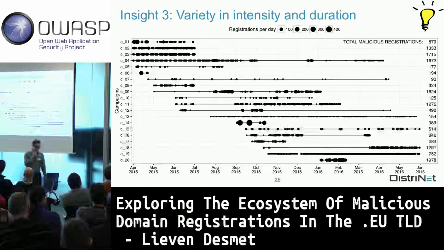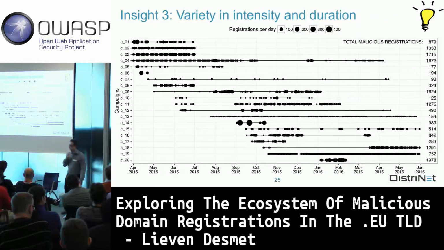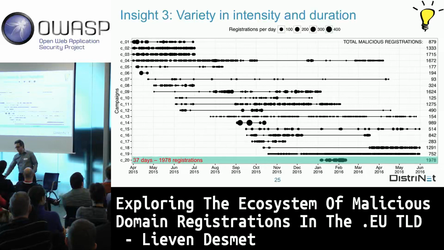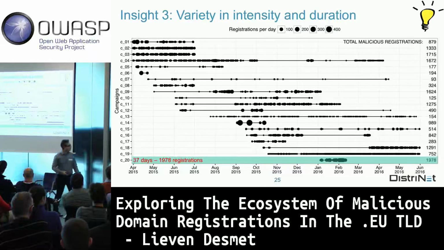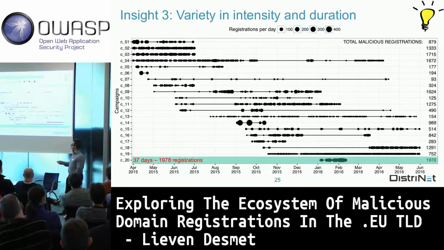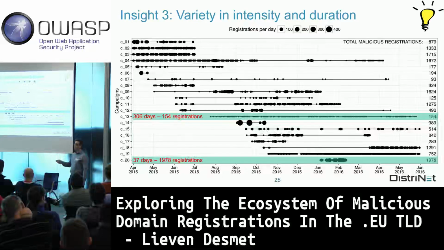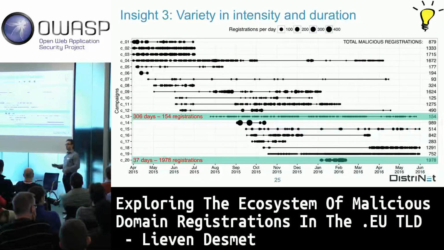Good. I already showed you the graph, and if you look at it, you might already see with the 20 campaigns that certain things are popping up. The first thing is that there might be a large variety in the way campaigns are running. For instance, here we have a very small campaign. It's only 37 days, but quite intensive. It already has about 2,000 registrations in those 37 days. At the same time, we also see campaigns running over about 300 days, reusing registrant information, and only having 154 registrations. So it's not that all the actors are registering the same bulk number of domain names with the same tools and the same intensity.